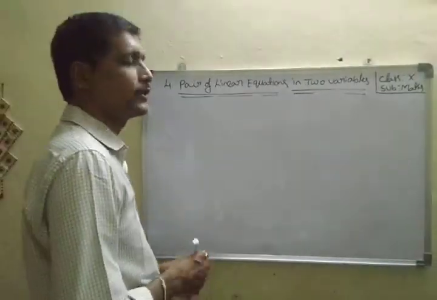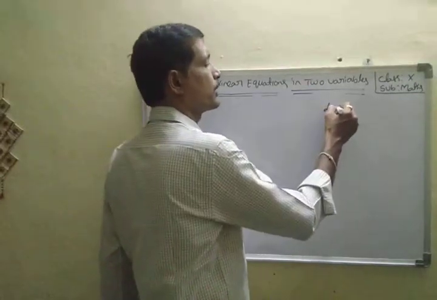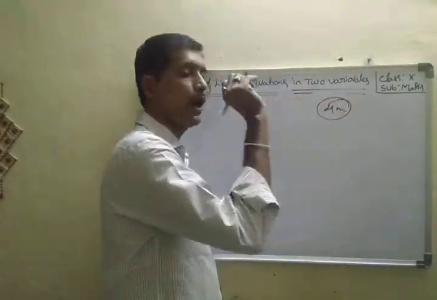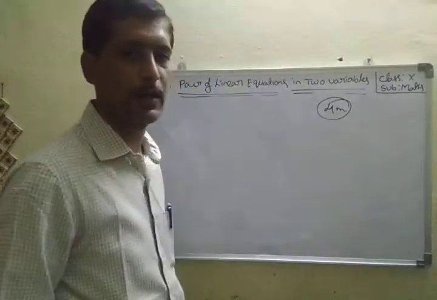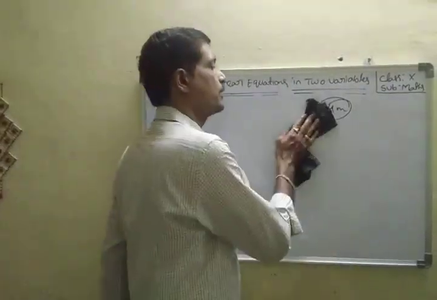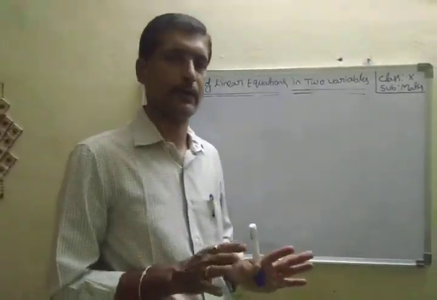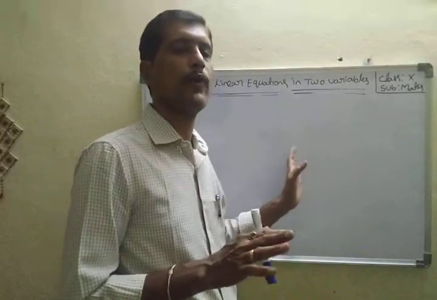Next one is graphs. Graph is very important. Compulsory, one 4-mark question, that is graph. One is polynomials, the other one is this one only, that is a 4-mark question, sure question. Next, any word problem given is converted into two variables.